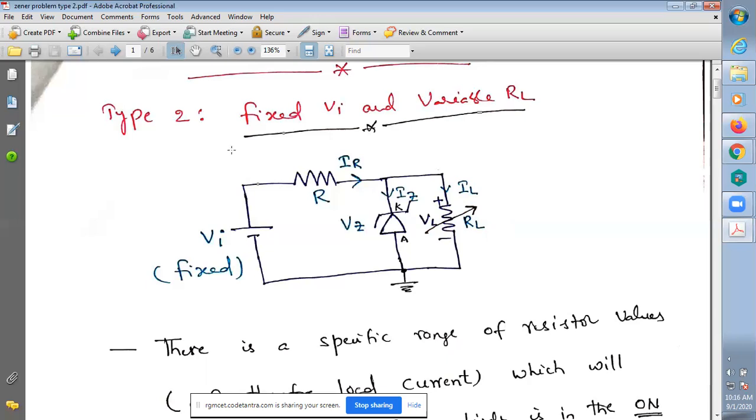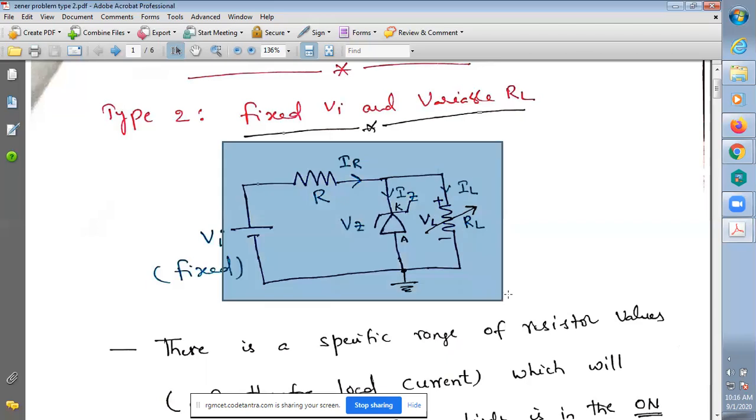So by using this circuit and some analysis, we have to calculate the minimum RL and maximum RL which keep the Zener diode in the on state. Similarly, the minimum load current and maximum load current which keep the Zener diode in the on state. That is the main objective of this second type of problem: find the minimum RL, maximum RL, and similarly minimum IL and maximum IL.